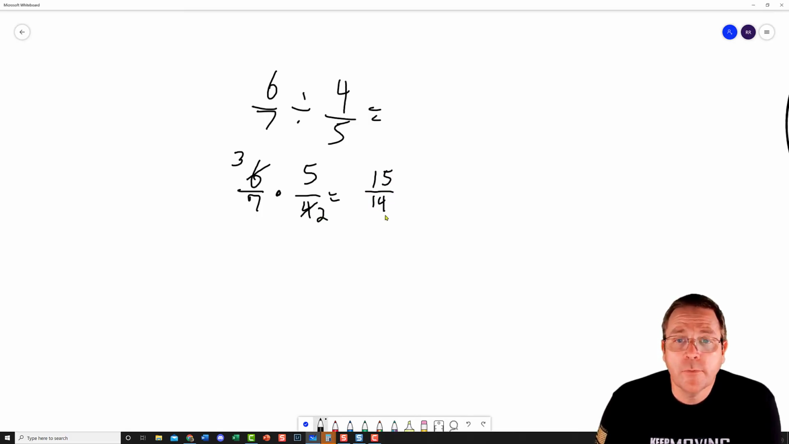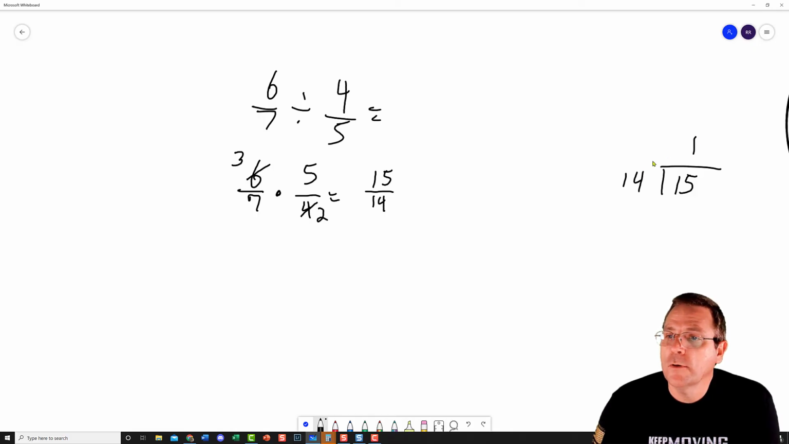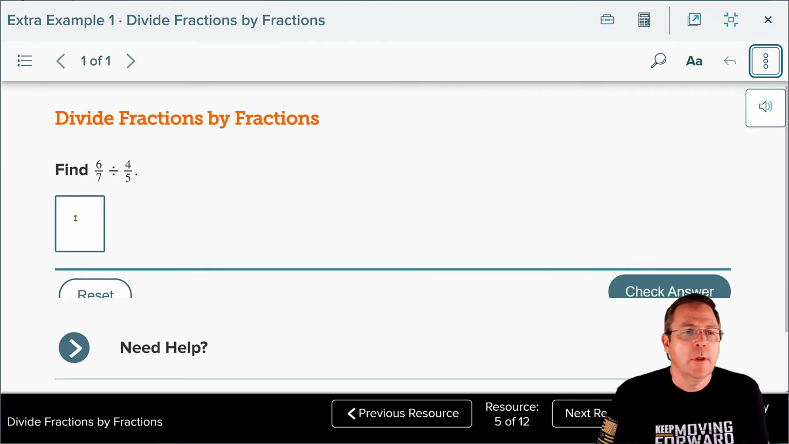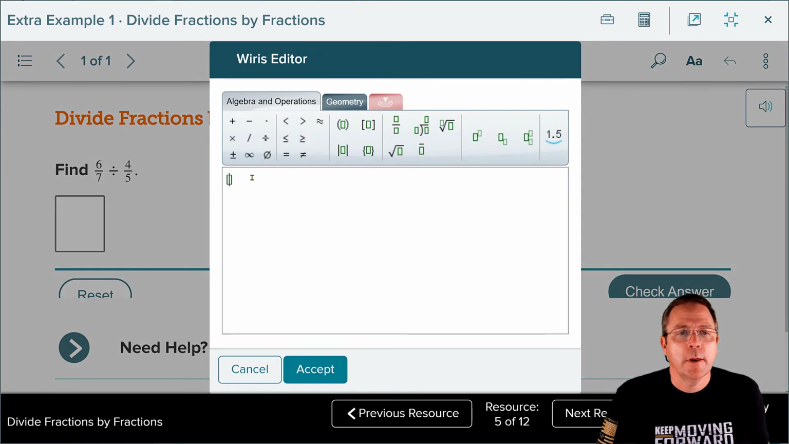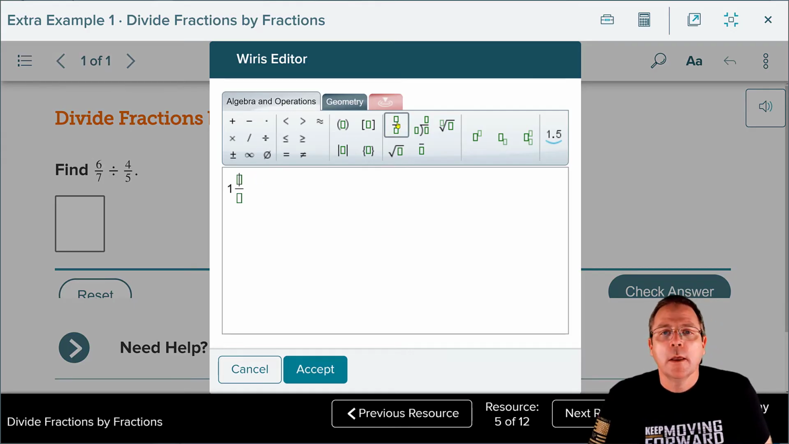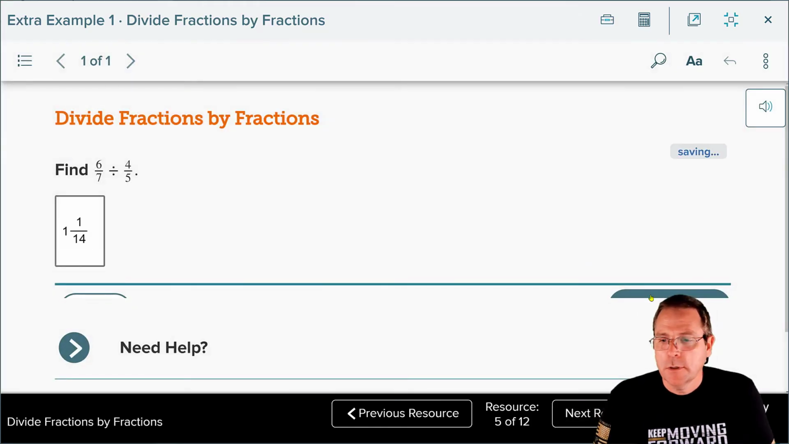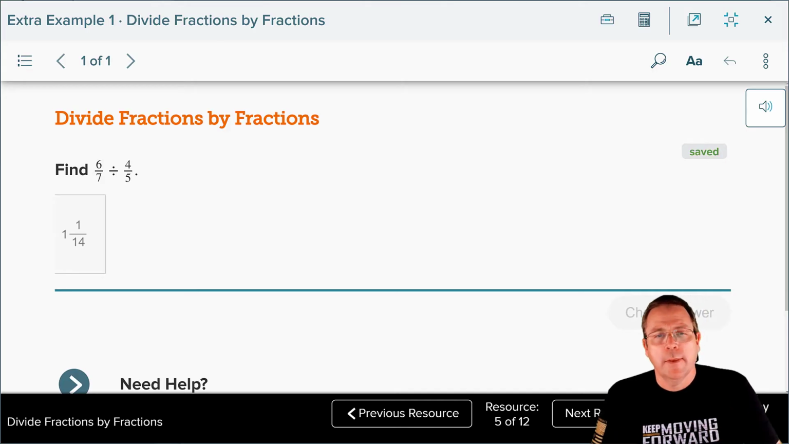That is an improper fraction. We can't have improper fractions, so we're going to come off to the side and put our first number in the house. 14 goes into 15 1 time. 1 times 14 is 14. 15 minus 14 is 1, so our answer is 1 and 1/14. Come back over here to our problem and type in a 1 and 1 over 14. So we check our answer, and the answer checks out.